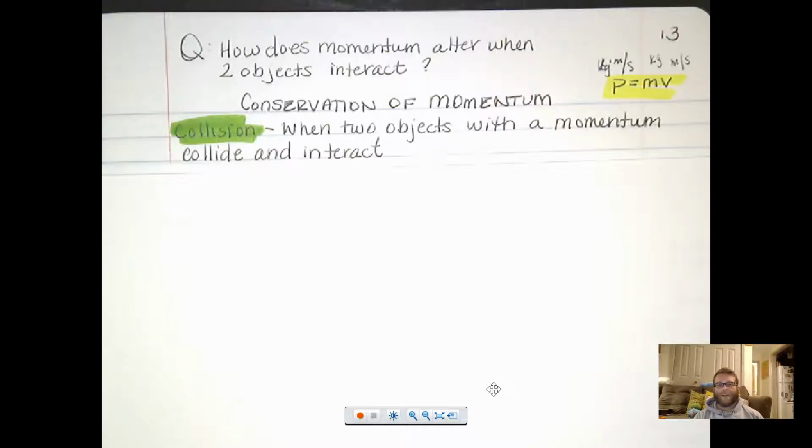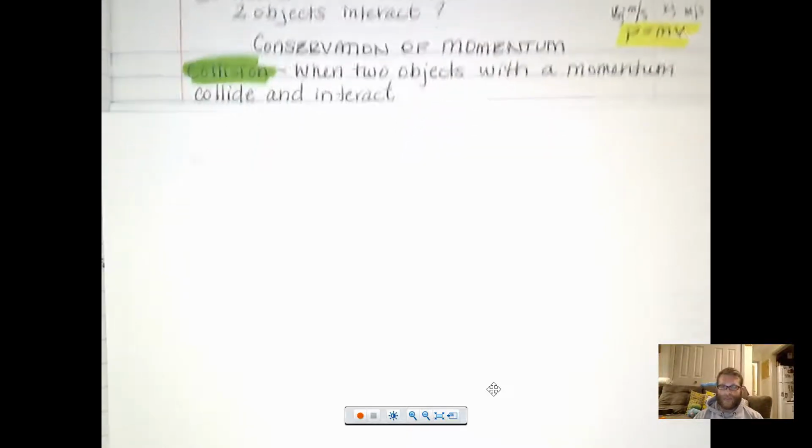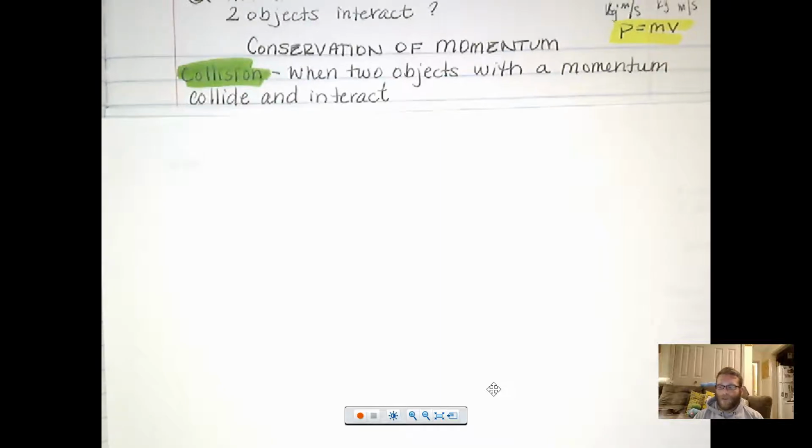Okay, and so it's through this momentum as objects interact that we're going to get that equal and opposite reaction that we see with Newton's third law of motion. Okay, so again, a collision is when two objects with a momentum collide and interact. Okay. So with this, I went ahead and diagrammed what's going to happen when we have two objects that are actually interacting.